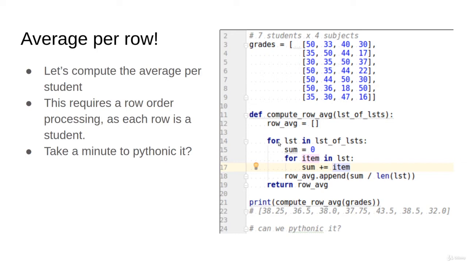We need to iterate over it row by row, as each row represents the 4 grades of a student, and then sum every item in it, and then divide that by the length of the list, returning the row average, which would be the average of every student here. That's all. But this code isn't Pythonic at all. I would like you to take a few minutes to try to make this code very Pythonic.